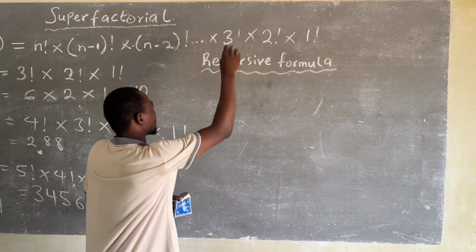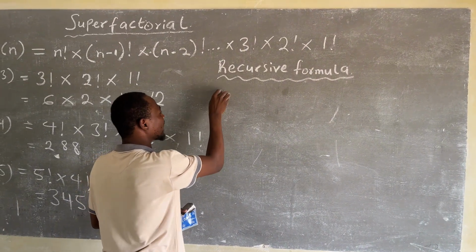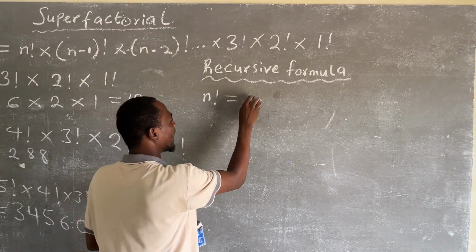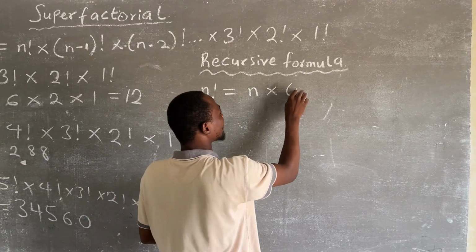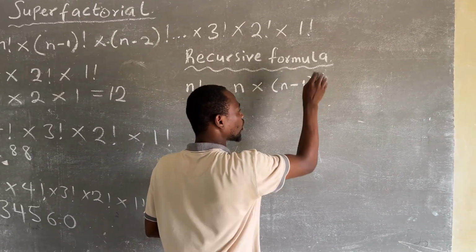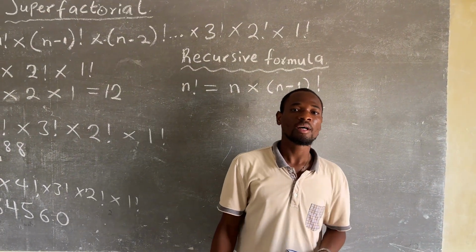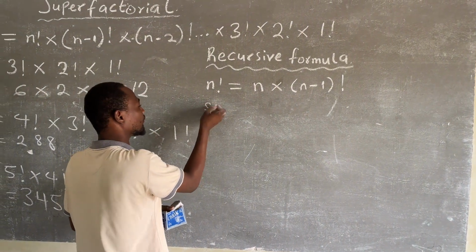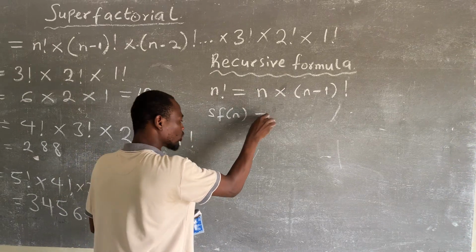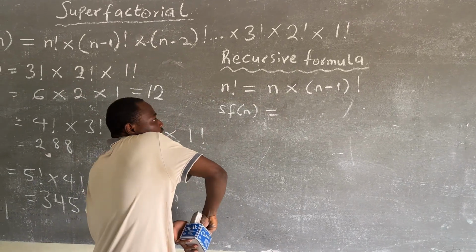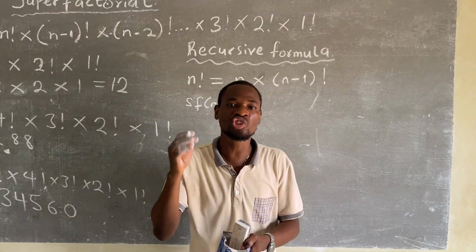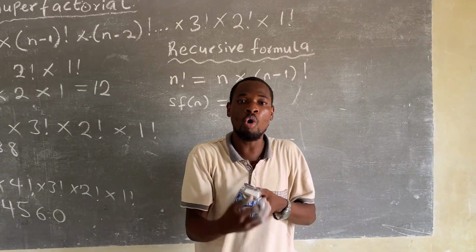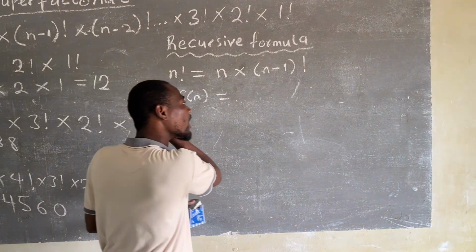So we already know that n factorial by definition is given by n times (n minus 1) factorial. In the same vein, the superfactorial of n is also equal to... Viewers, I don't want you to do rote learning, I don't want you to chew and pour, I don't want you to memorize stuff. I want you to appreciate and come up with your own methodology.